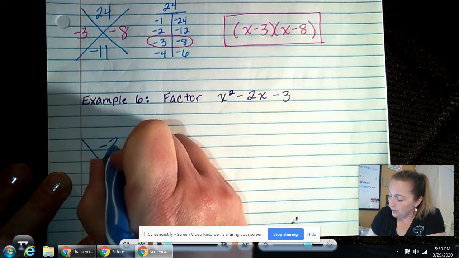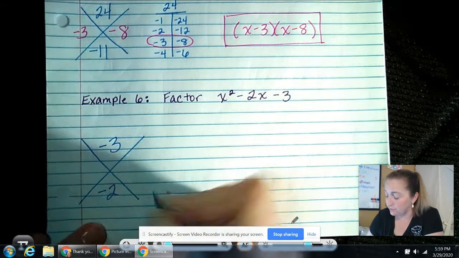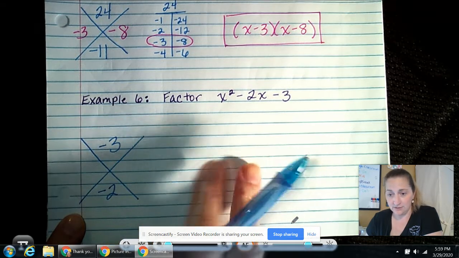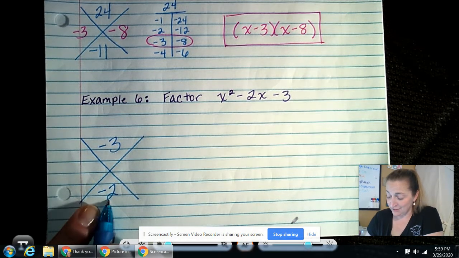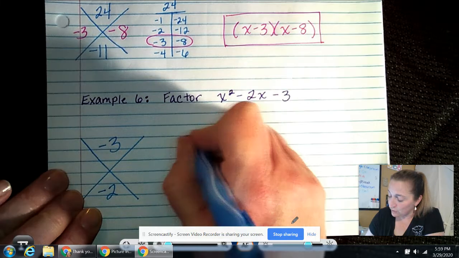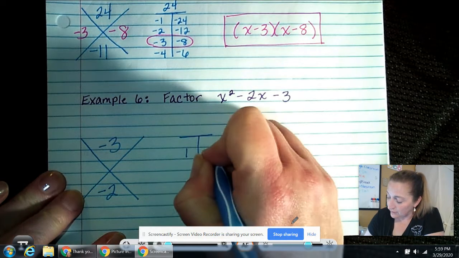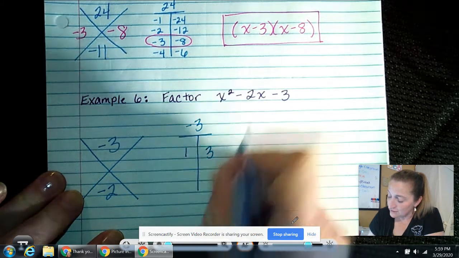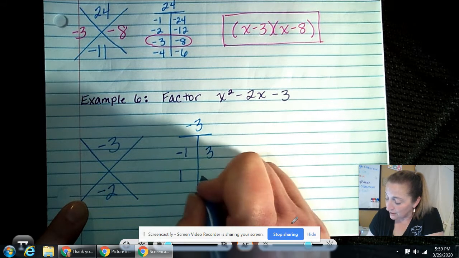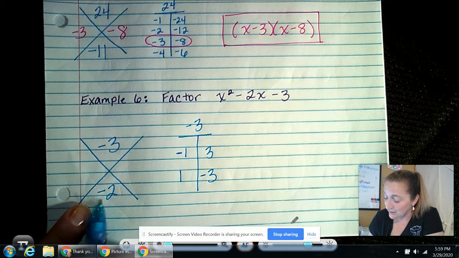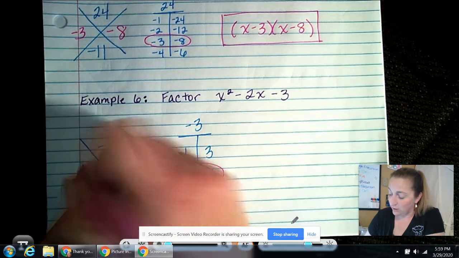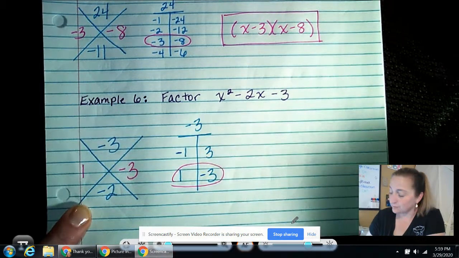So I need factors of negative 3 with a sum of negative 2. Okay. So now the product is negative, so I know my factors are going to be one positive and one negative. But the sum is a negative, so the bigger number is going to have to be my negative. Okay. Well, with 3, the only numbers I can multiply together to get 3 are 1 and 3. So to get negative 3, it's either going to be a negative 1 times 3 or 1 times negative 3. And since my sum is negative, that means my negative has to be the bigger number. So this is going to be 1 and negative 3.